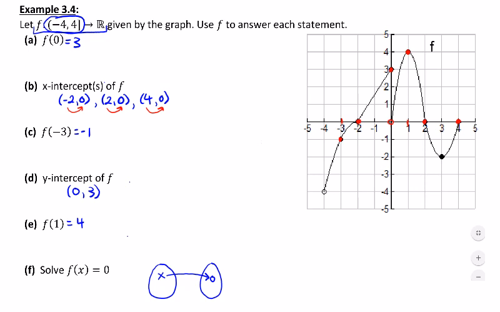So we can just list them. x equals -2, +2, +4. And alternatively, we can write this using the curly brace set notation, {-2, 2, 4}. And those would be the solution set of f of x equals 0.